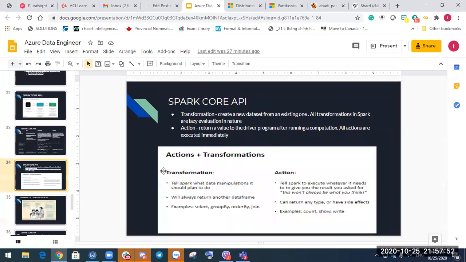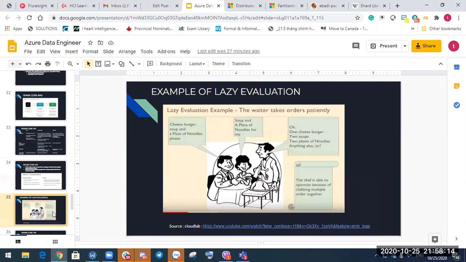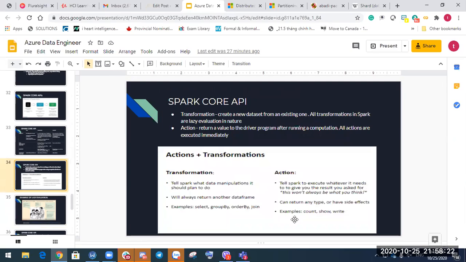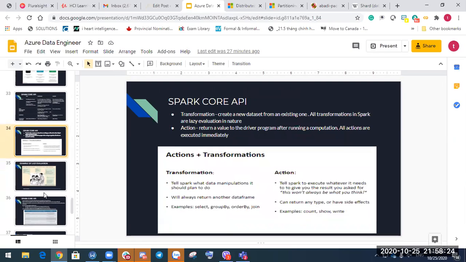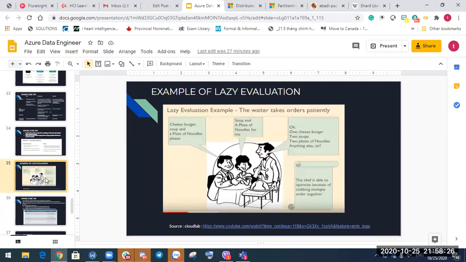Okay, and remember the Spark Core API, there's a very important core information: transformation and action. Some APIs support transformation, like select, group by, order by, join, and action is count, show, write. And why is there a difference? Because Spark uses lazy evaluation, so it doesn't actually compute until you ask it for the action. Until you tell it to run, it won't compute.